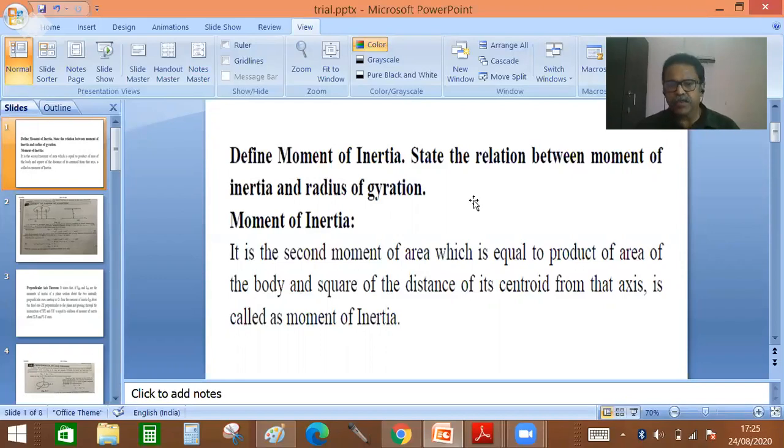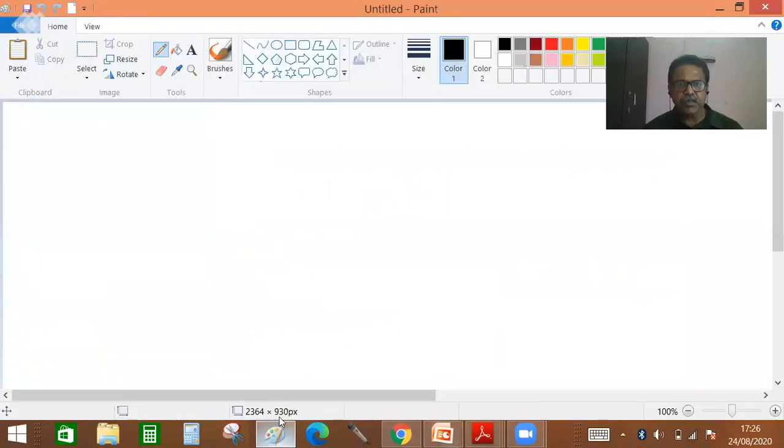So here it is the definition you can see, isn't it? It is the second moment of area, which is equal to the product of area of the body and the square of the distance of its centroid from the axis. It's called the moment of inertia. Now, what exactly do you want to say about the moment of inertia? Here you can see.